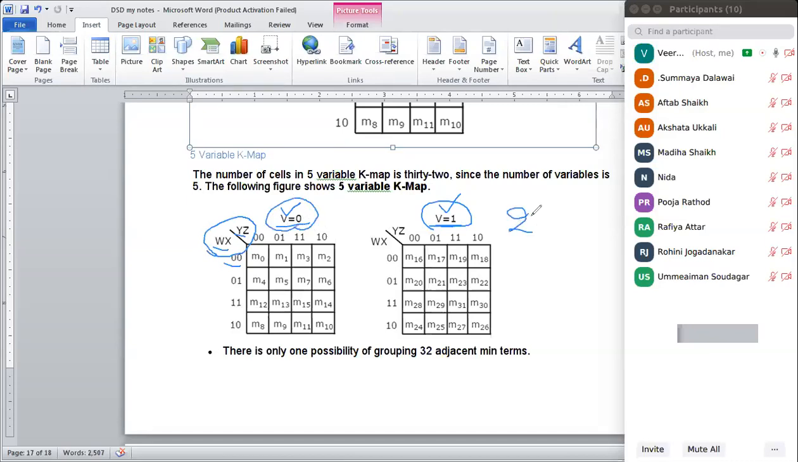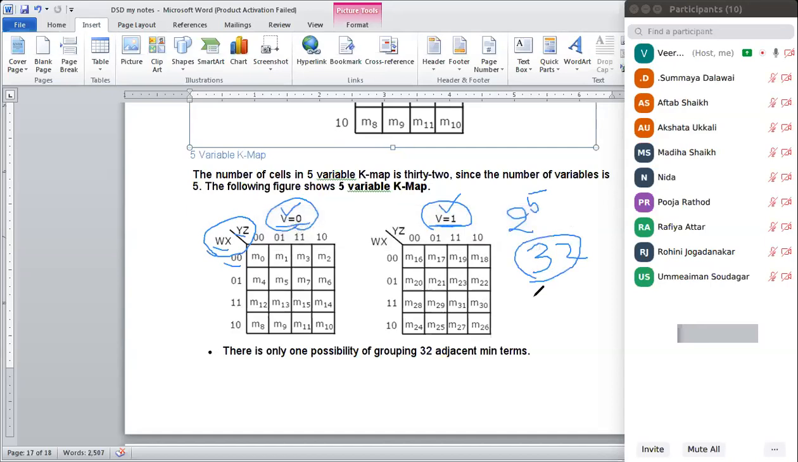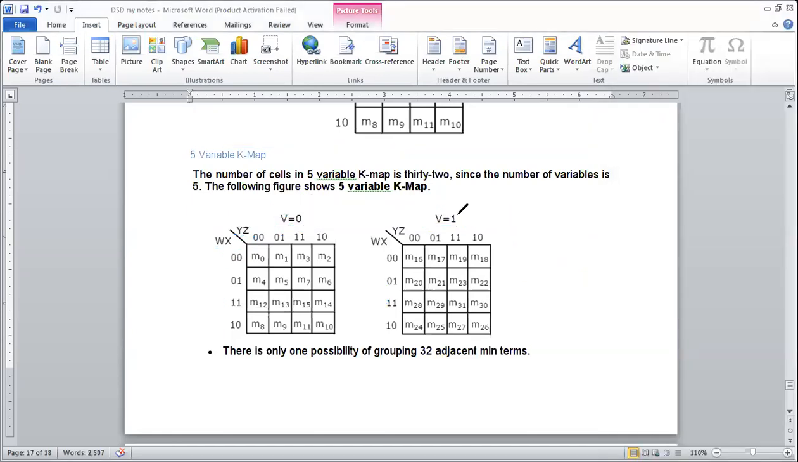What is 2 raised to 5? 32. Okay, so we are just dividing this 32 into 16 and 16. This is also 16, this is also 16. Only one variable is going to change two times, that is V. One time it is going to be 0, another time it is going to be 1. So for that purpose we are dividing it and simplifying.